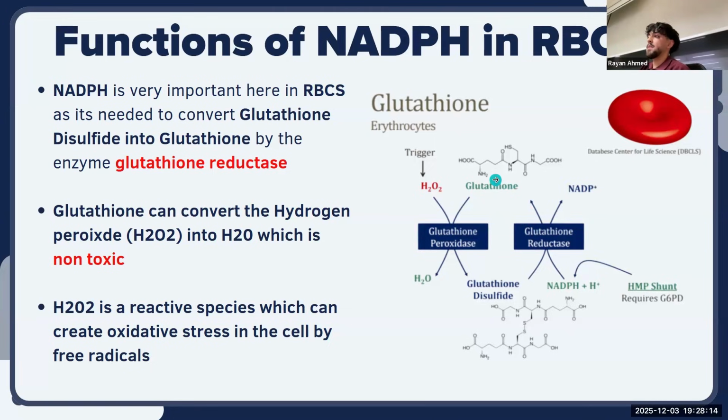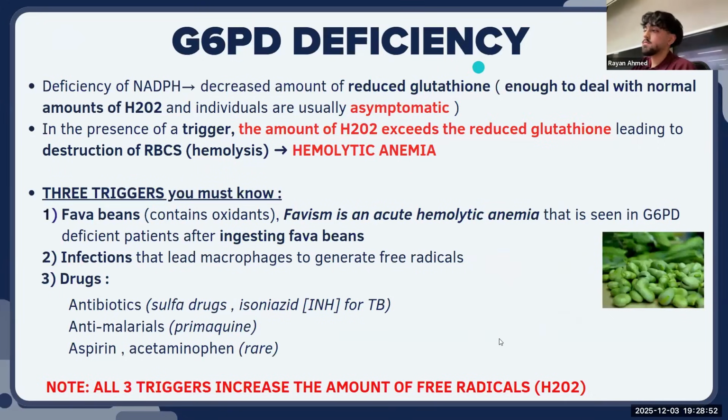So glutathione is needed to convert this toxic hydrogen peroxide into non-toxic water right here by the enzyme glutathione peroxidase, okay? Through the help of, again, where it all started, NADPH. So we don't want a lot of H2O2, hydrogen peroxide, in our red blood cells because this is going to cause oxidative stress and free radicals, and it's going to kill the red blood cell. So we don't want this. We're going to convert this into H2O. But what happens when we don't have NADPH or we don't have this enzyme or we don't have glutathione? This is going to accumulate, right? That's all. Moving on to the next slide.